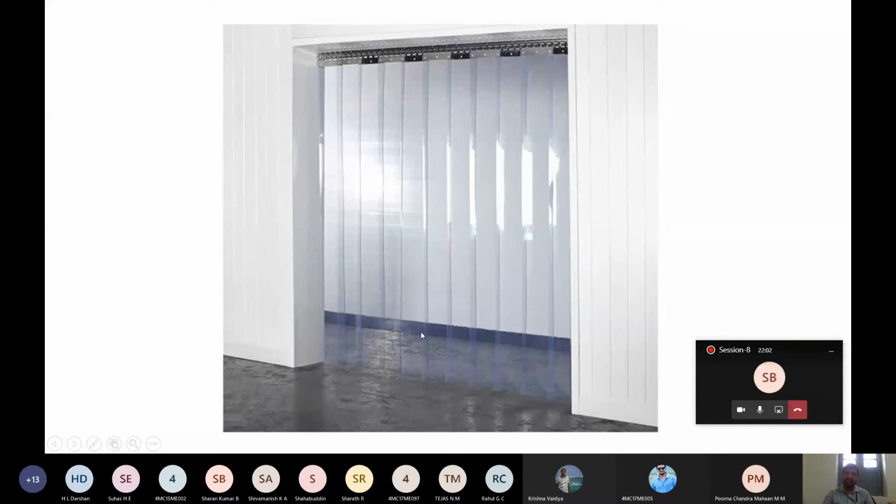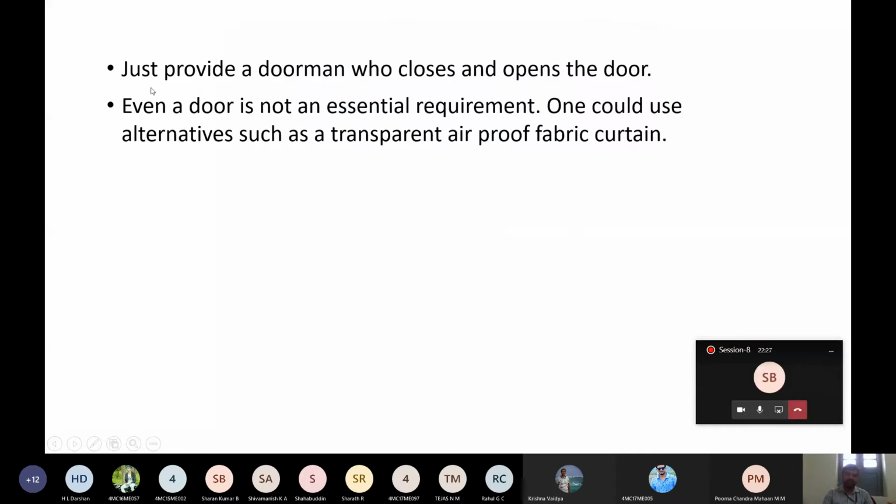Here we are not thinking about whether the solution is feasible or not. We are not worried about the feasibility of any solution. We are only thinking of the possible ways. They may be feasible, may not be feasible, but you must be able to generate as many solutions as possible. That is about understanding the problem and generating solutions. Other solutions than an automated door system: just provide a doorman who opens and closes the door. Even a door is not an essential requirement. One could use alternatives such as a transparent airproof fabric curtain.